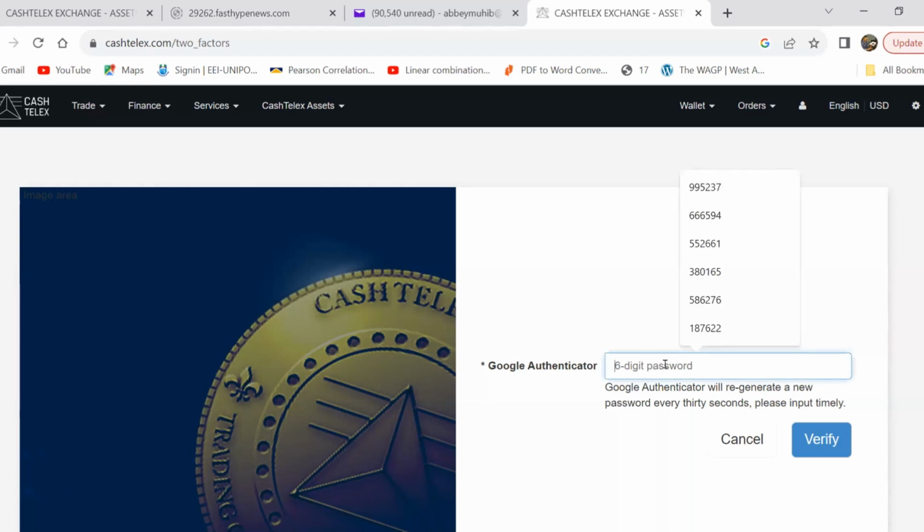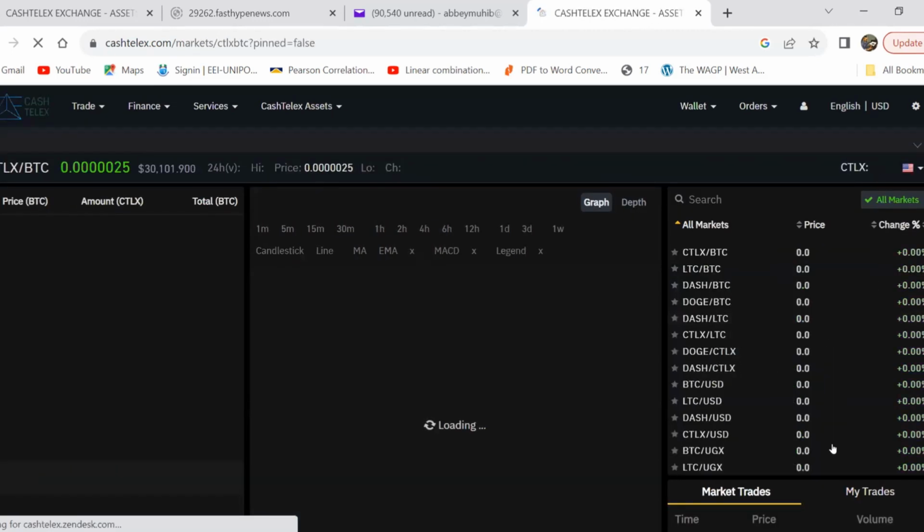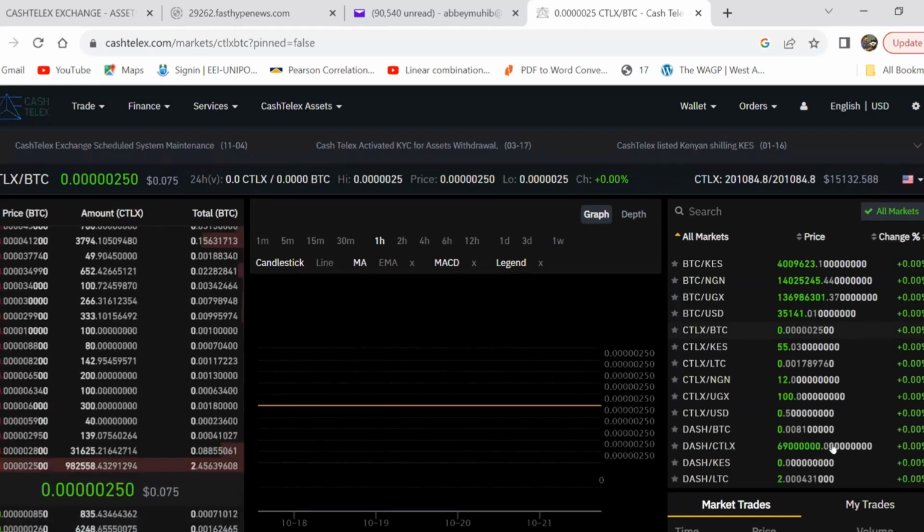So I have 794951. You click on verify. You must ensure that you type it correctly so that it won't take you back for you to redo it. So it's correct. Now we are in our CashTelex exchange.